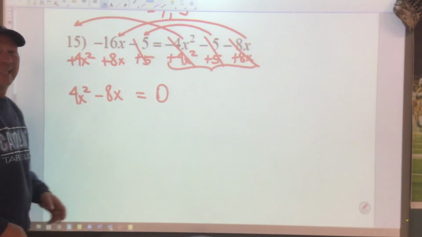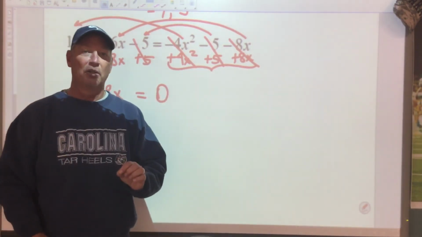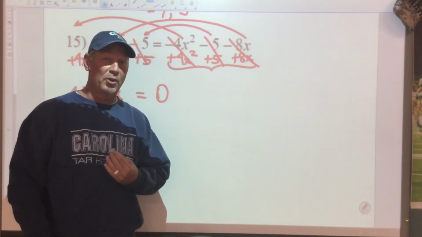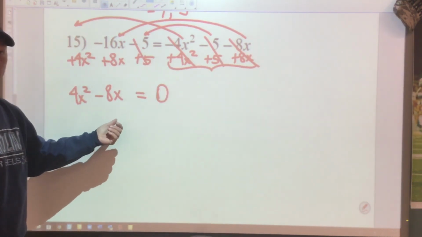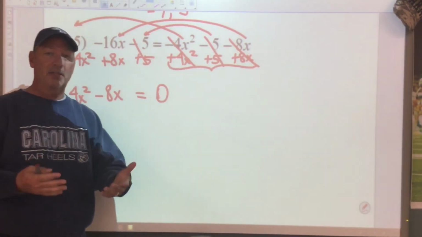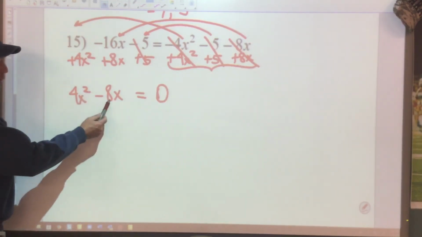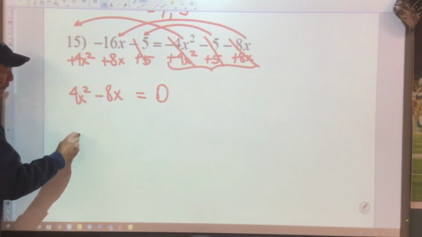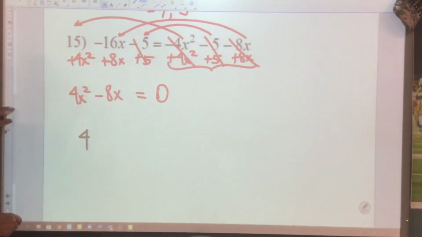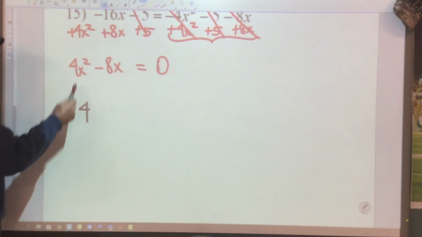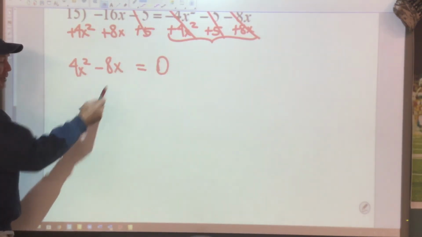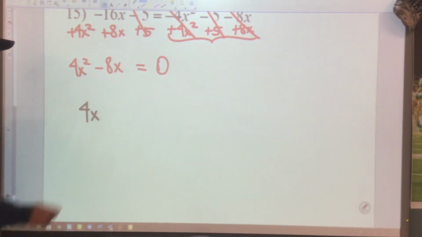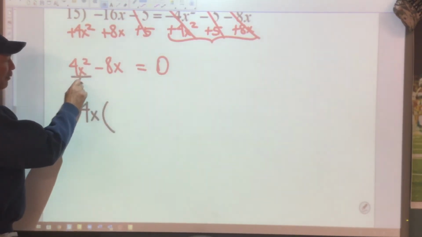Look at this problem. This looks very similar to the second example that I did, the second problem right before we started the worksheet. We're going to see if we have a greatest common factor. Is there a number that goes into both of these? Yes. The number 4 goes into both of these. Is there a variable in common? Yes, they have an x in common. There's my greatest common factor of 4x.